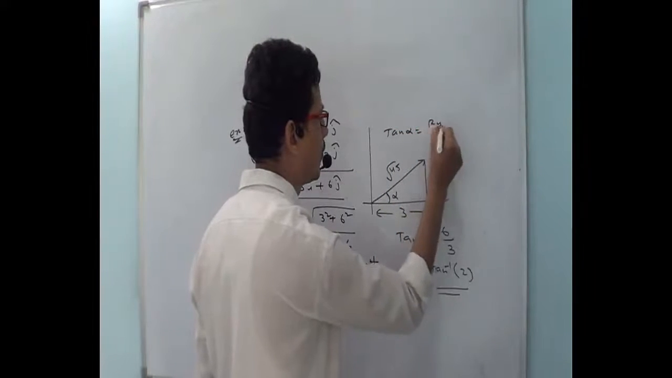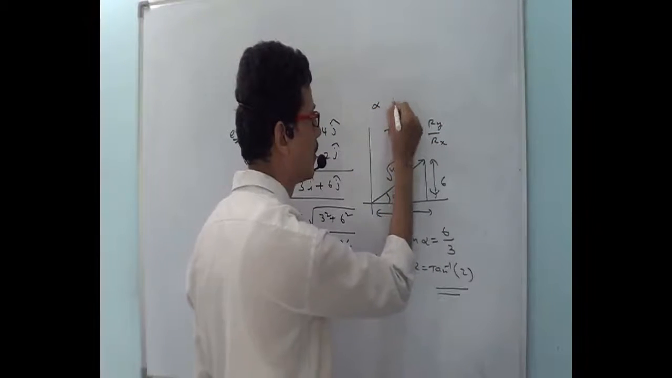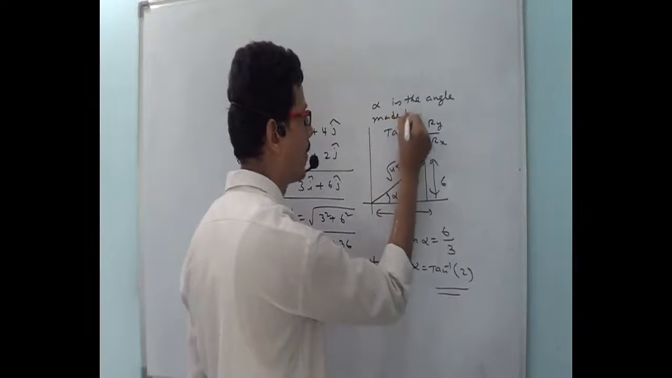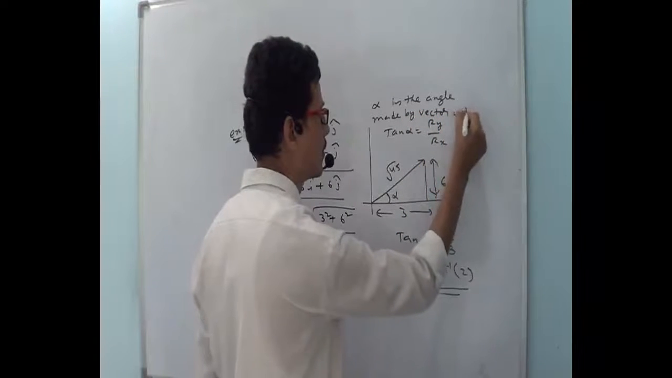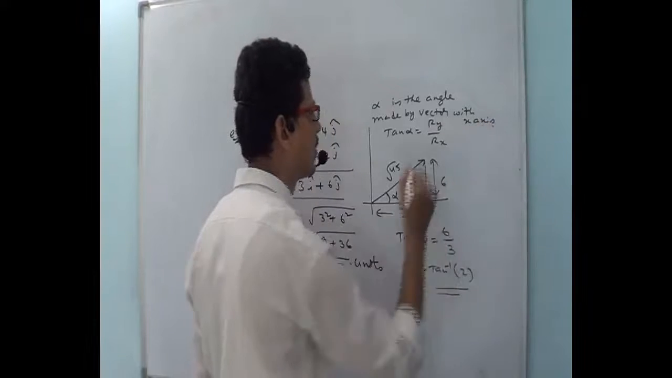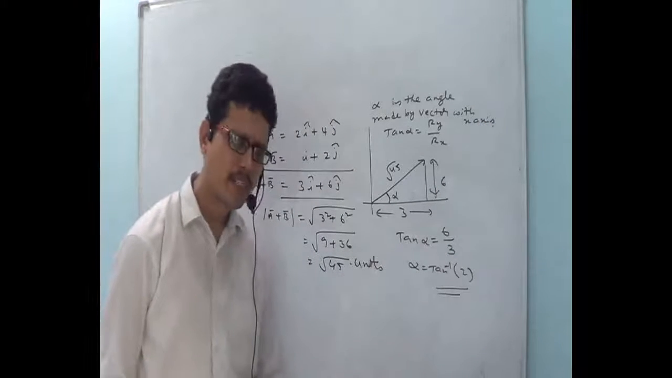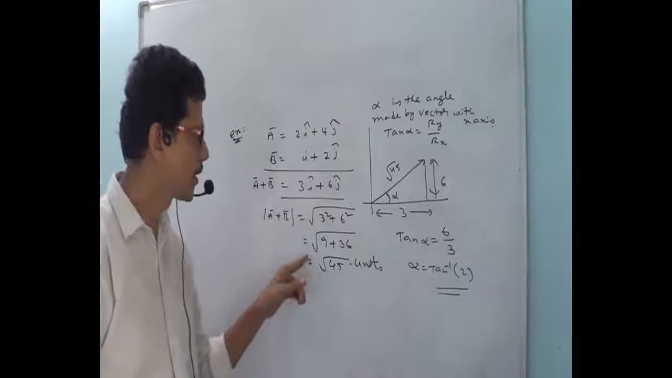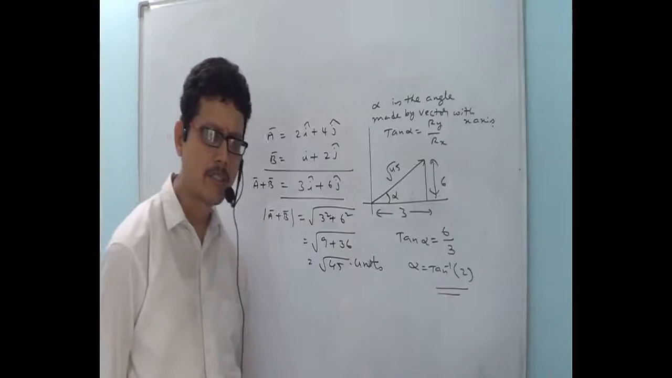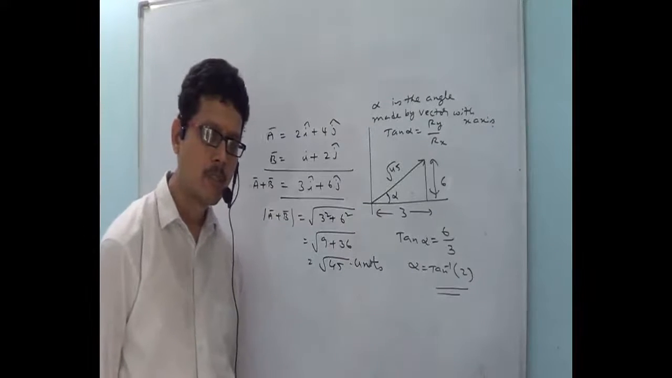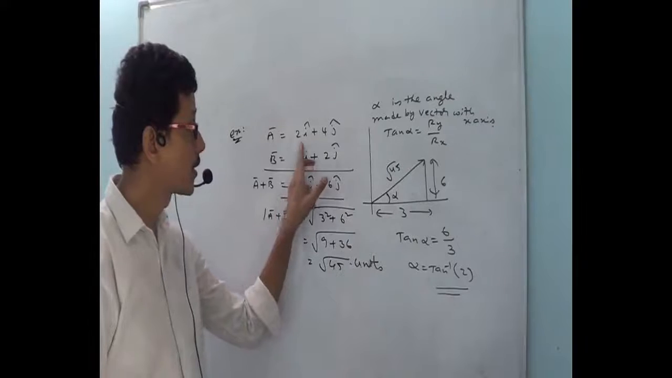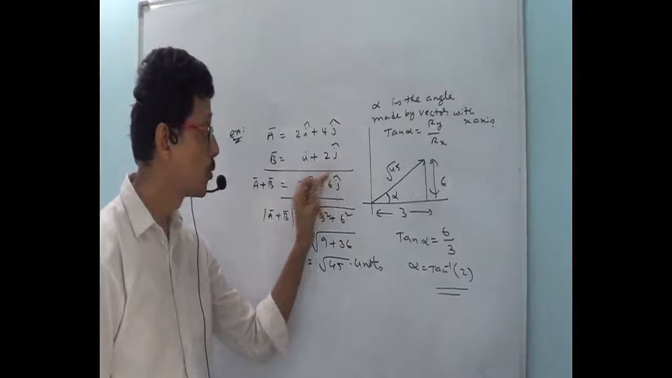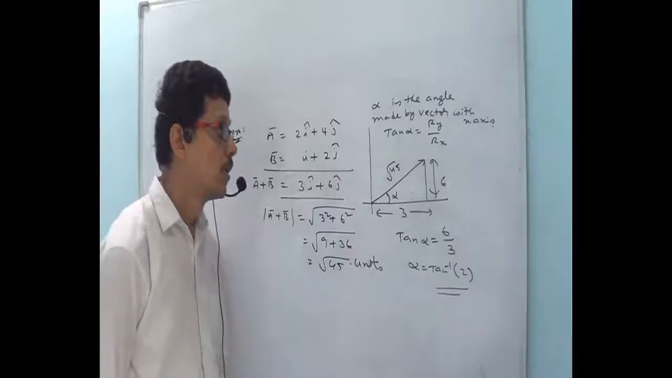Direction I derive like this: Ry divided by Rx, and alpha is the angle made by the vector with the x-axis. Okay, if you are telling the angle also, you are telling the direction of the resultant. This is magnitude and that is direction. So now the addition of vectors is becoming easy, right? If you write a vector in terms of its components, this vector is 2 units along x direction and 4 units along y direction. And what is this vector? 1 unit along x direction and 2 units along y direction. Note down this.